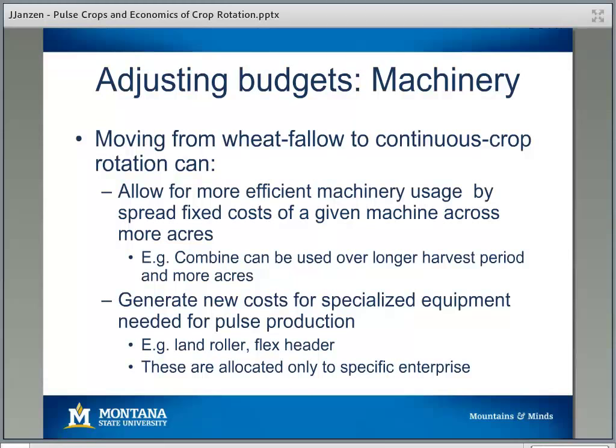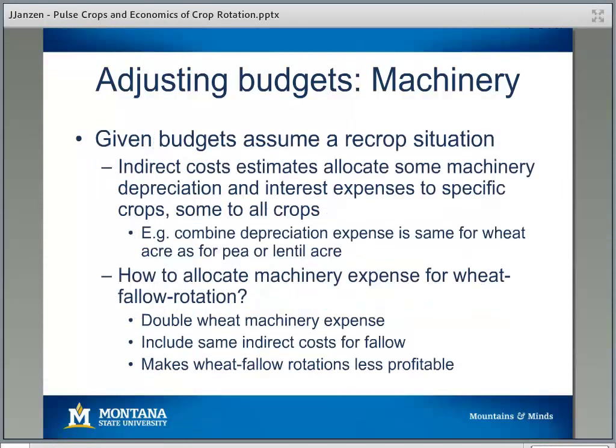Sometimes, moving from a wheat fallow rotation to a continuous crop rotation can do the opposite. It can generate some new costs for specialized equipment needed for pulse crop production. So one example that I talked about already was potentially rolling the land to allow us to more easily pick up those low-hanging pods for those pulses. We might also think about investing in a flex header. So there's some crop-specific equipment. These should be allocated only to a specific enterprise. And so there's sort of a trade-off there, right? The given budgets that are produced by NDSU assume a recrop situation. And they assume, for example, that the combine depreciation expense is the same for every wheat acre as it is for every pea or lentil acre.